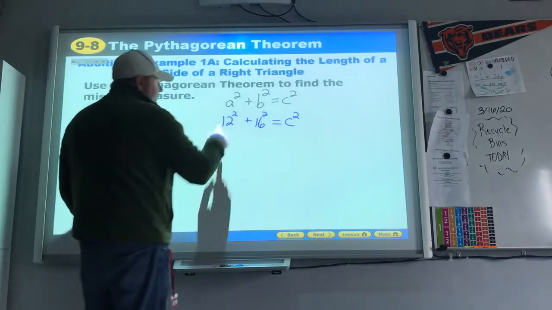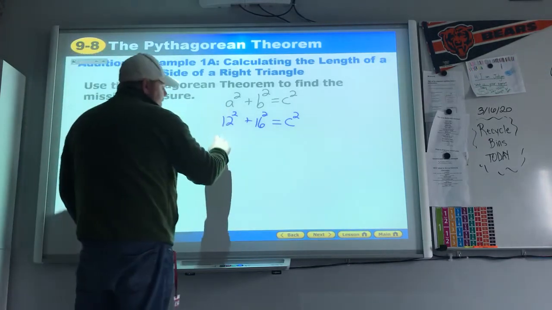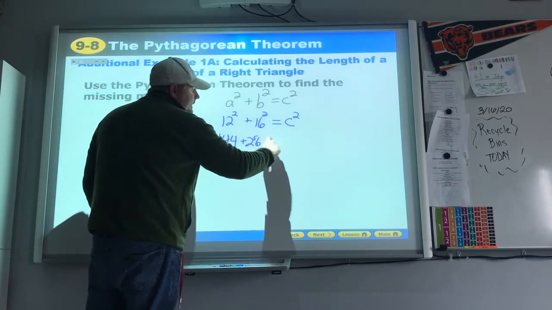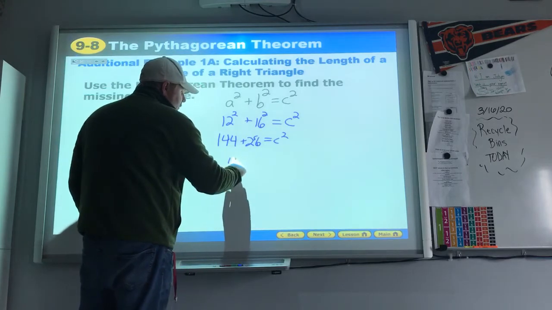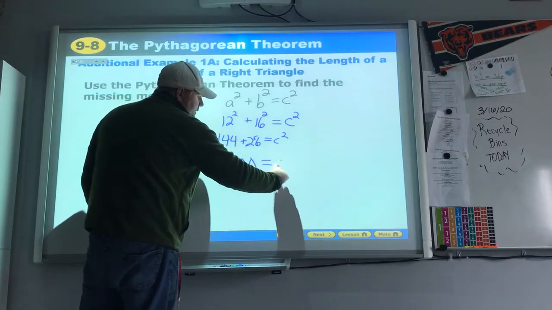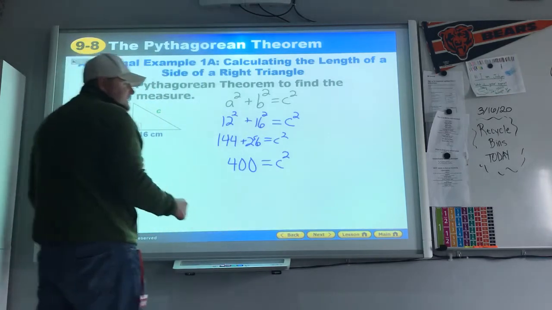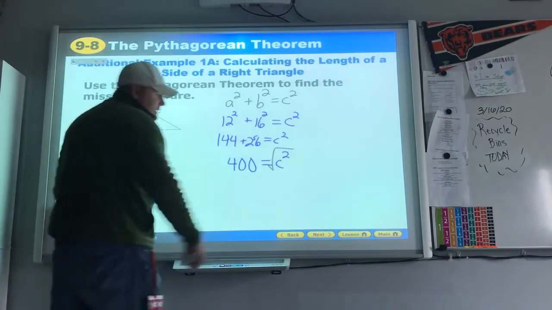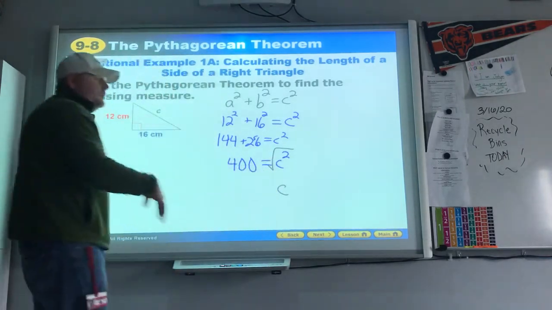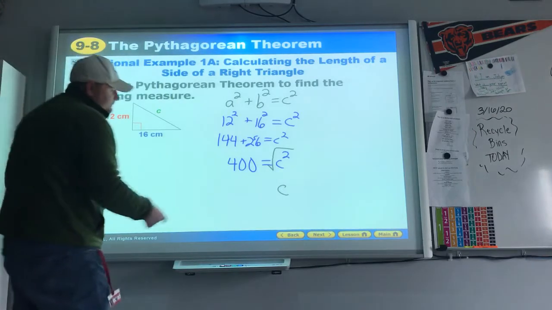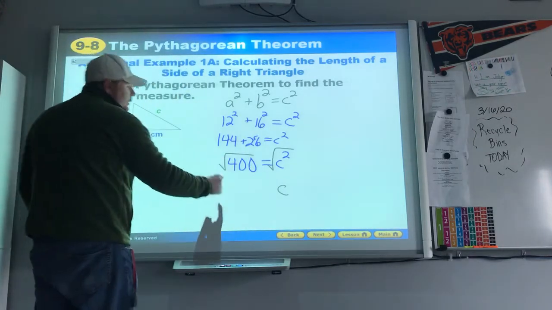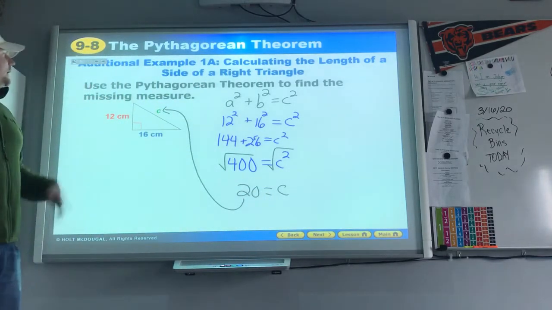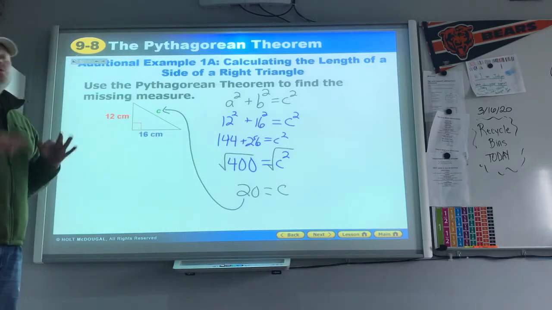So, we do our math. PEMDAS, we must do this first. 144 plus 256 equals C squared. We add these together, we get 400 equals C squared. Now, I want C all by itself. That's not all by itself, so the square root of C squared is C. Do it to one side, we must also do it to the other side. 20. Our hypotenuse is 20. It's longer than either leg, so we know we have a good answer.